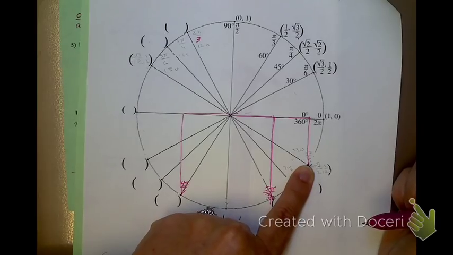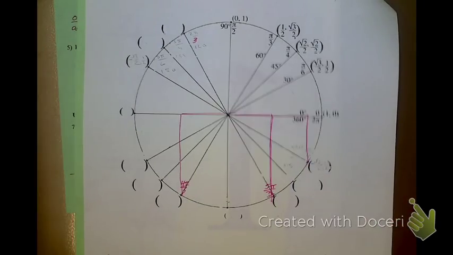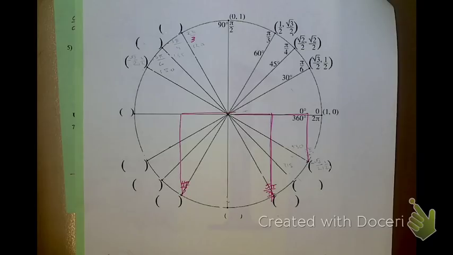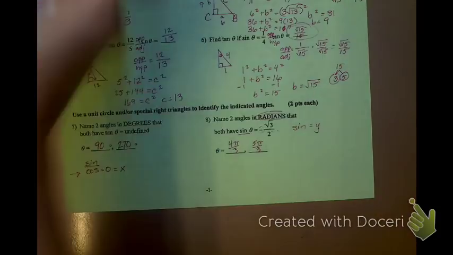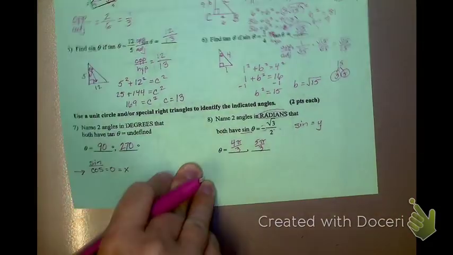Okay. Do you see that sine is the y value? Sine is always the y value. Okay, so that means cosine is the x value. Cosine is the x value. Okay, so because the y value is 30. All right, backside.